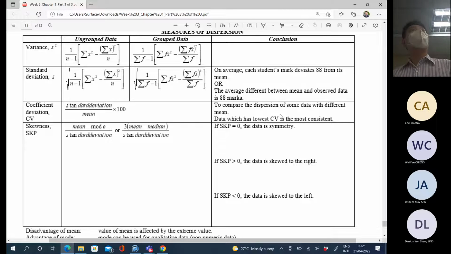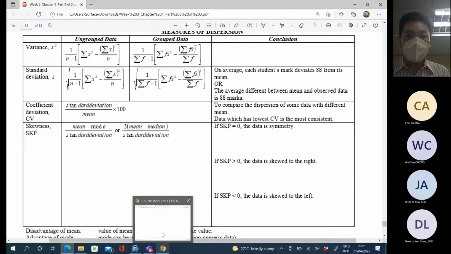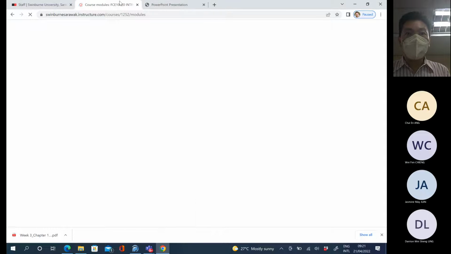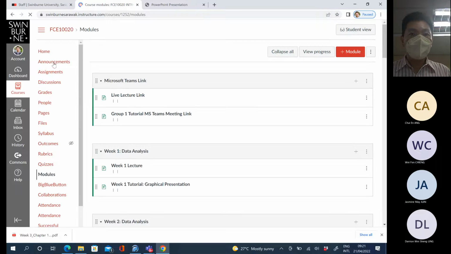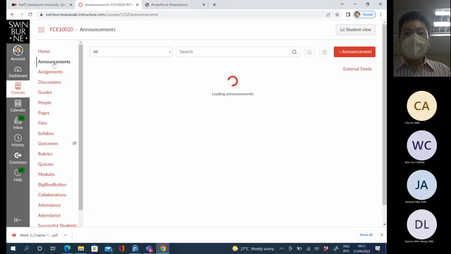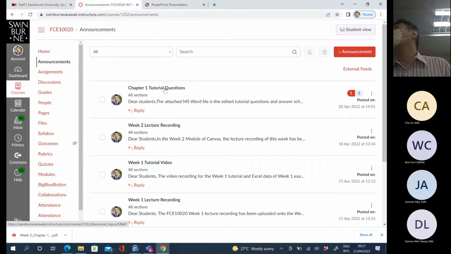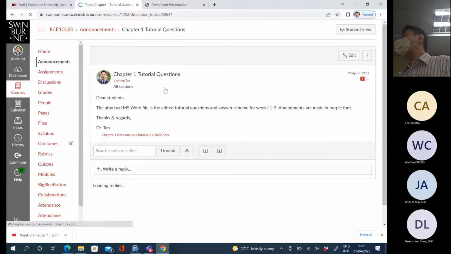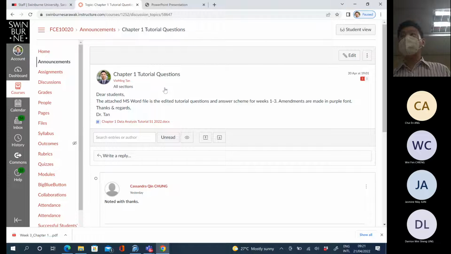All right, tutorial exercises. We'll focus on exercise 1.7 to 1.11 for this week. Yesterday I already shared the amended tutorial questions through an announcement. The file that I provide to you is in Microsoft Word, so that it's easy for you to copy the data from the tutorial exercise and paste into Excel. Otherwise, you need to type, which is time consuming.